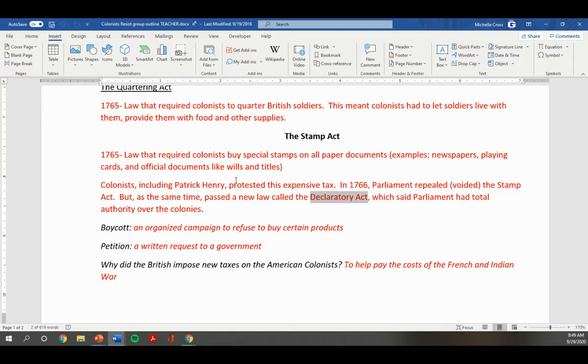Make sure you've got a good definition of boycott and petition. A boycott is an organized campaign where you refuse to buy certain products, and a petition is a written request to a government. The whole purpose behind the institution of these new tax laws is to help pay costs of the French and Indian War.